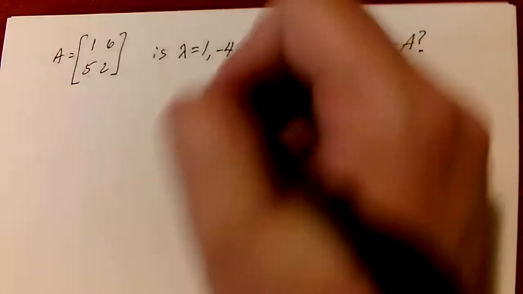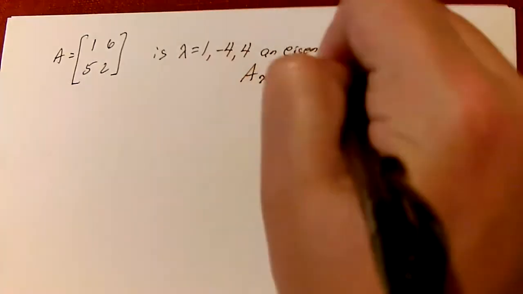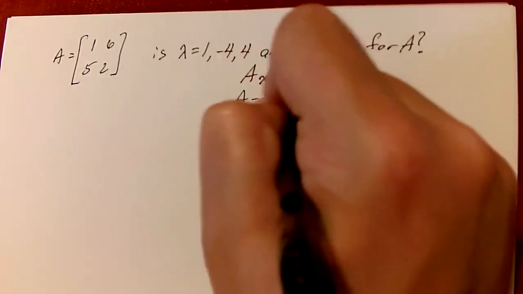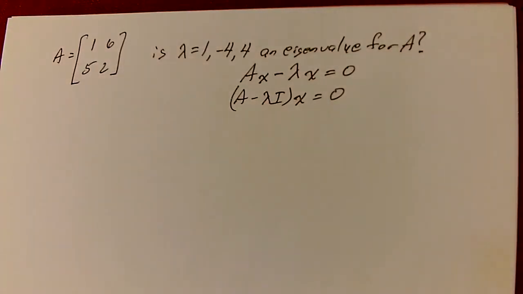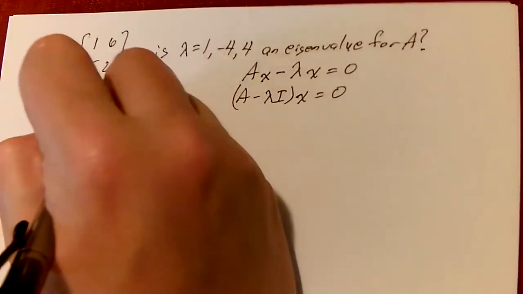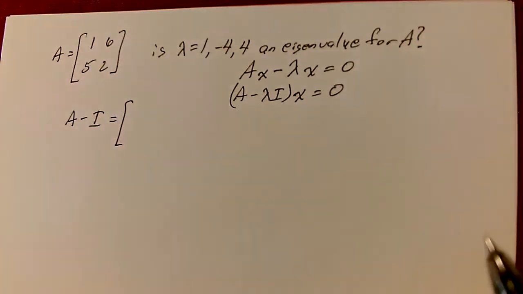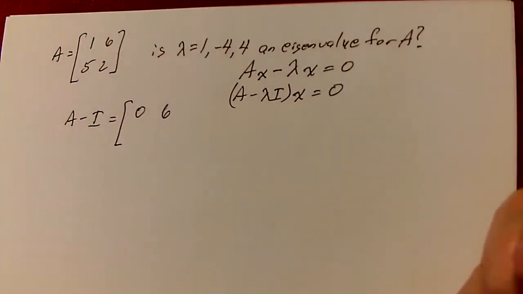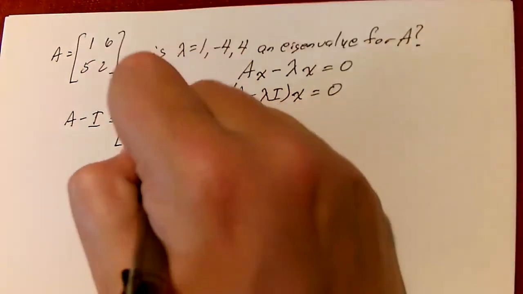So we said to be an eigenvalue, I have to have non-trivial solutions to Ax minus lambda x equals 0, which we also wrote as A minus lambda I times x equals 0. So I have my candidates here. First, let's do A minus, in this case, just I, 1 times I. So I'm subtracting 1 on the diagonal. So 1 minus 1 is 0. 6 minus 0 is 6. 5 minus 0 is 5. And then 2 minus 1 is 1.